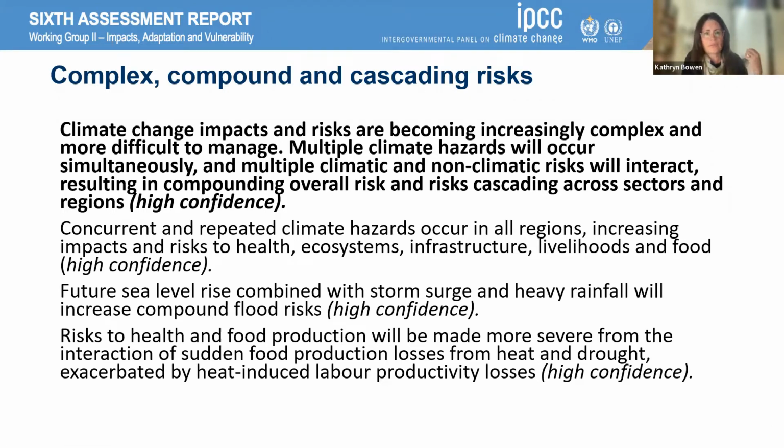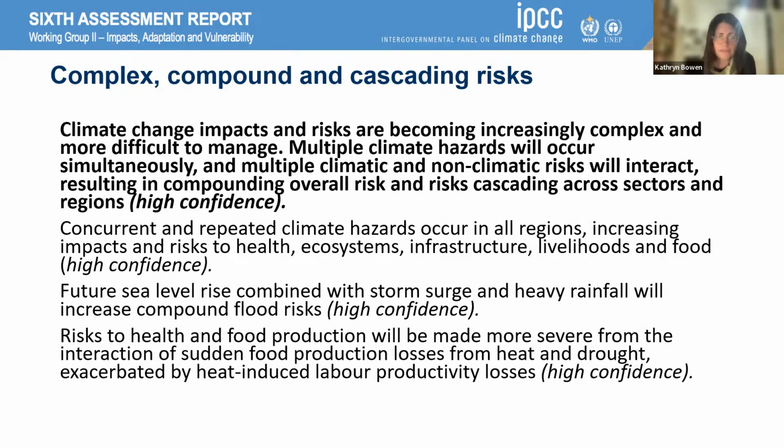So we know that concurrent and repeated climate hazards occur in all regions, and they do increase the impacts and the risks to health, ecosystems, infrastructure, livelihoods and food. So it really is important that, as I said, we take a systems-based approach to understanding these issues. Another example provided by the IPCC in its assessment was that future sea level rise combined with storm surge and heavy rainfall will increase compound flood risks.